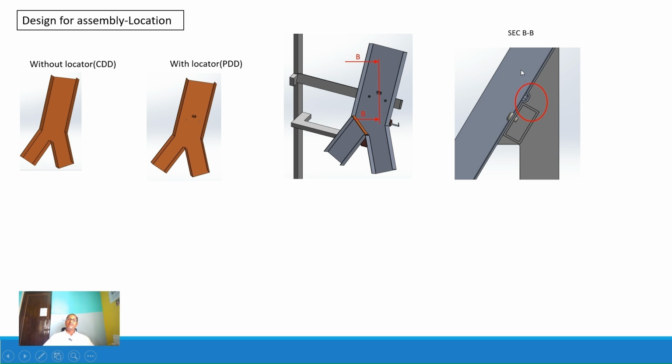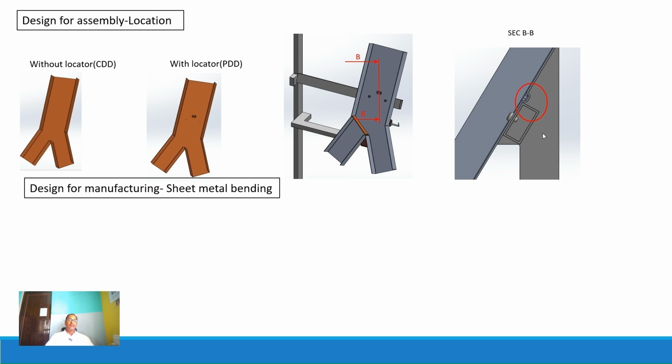Imagine that if there is no locator, in that case the operator has to hold the divider in one hand and fasten these screws with the other hand, or he has to take the help of another operator to do this. So this locator acts as a self-locating feature for this divider.